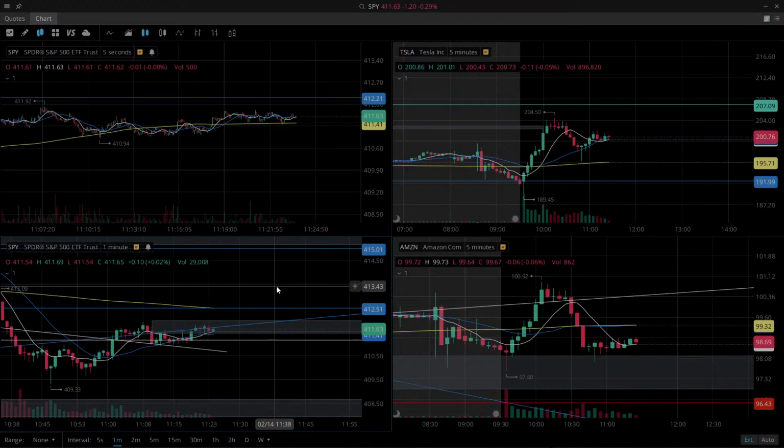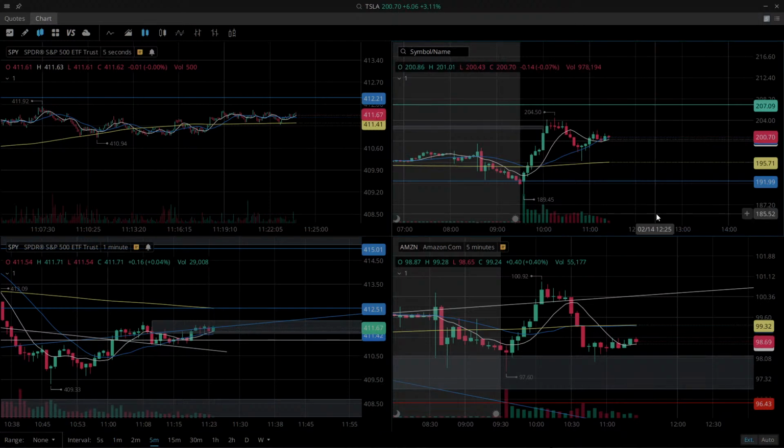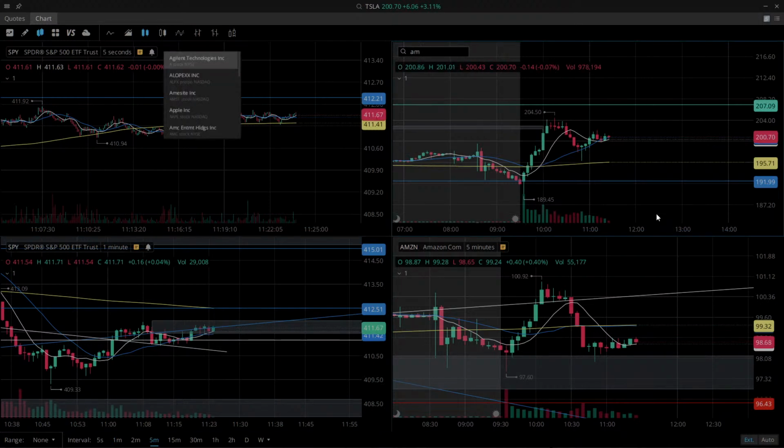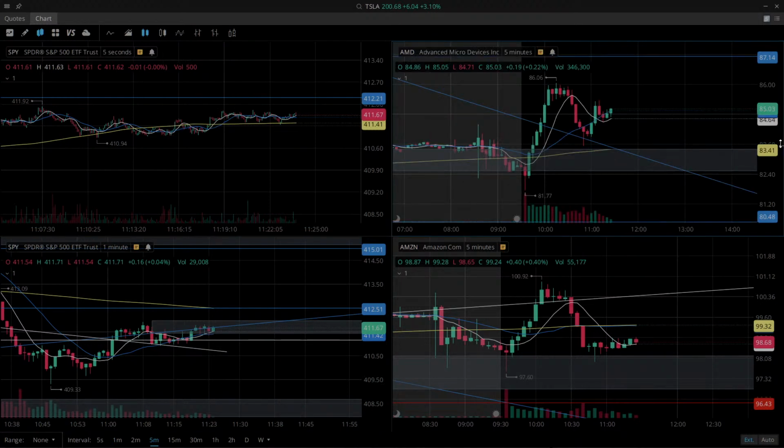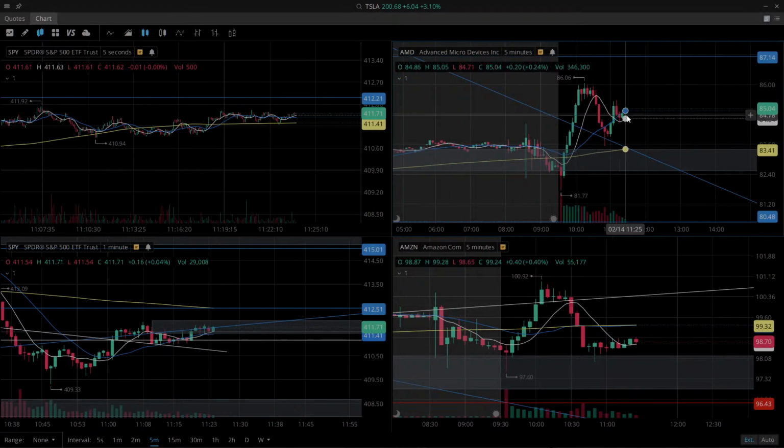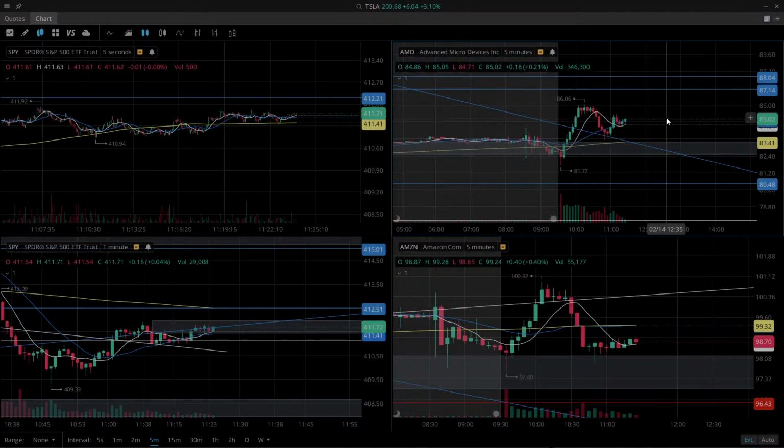All right, let me check my status on a couple things here. Tesla will stay the course. Let's go for AMD. That's a pretty unique pennant right there on AMD.